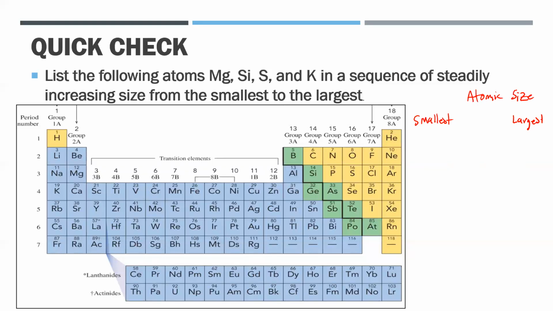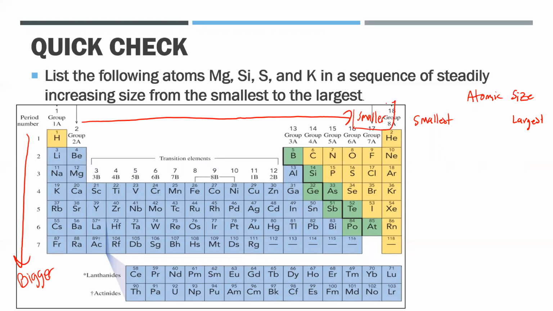So we already said as we go down, things get bigger. So as we go down a group, things get bigger. As we go from left to right, things get smaller. So if we think in this term, this upper right-hand corner has the smallest atoms. This lower left-hand corner would have the biggest atoms. So when you think of it in terms of that, the one element that's closest to helium would be the smallest out of these 4.